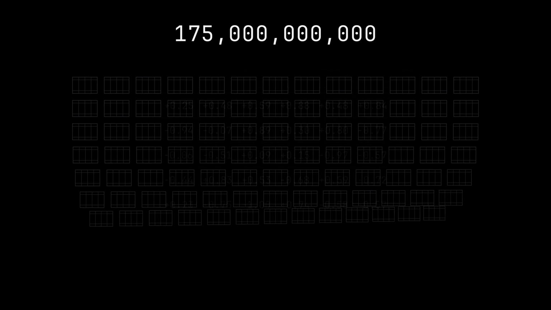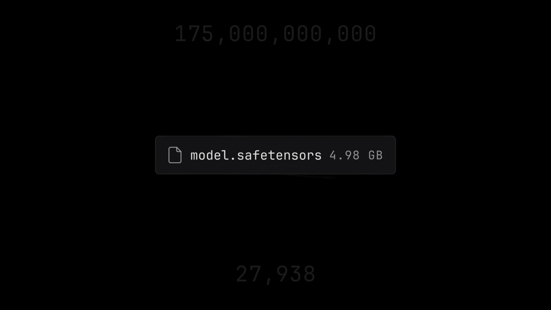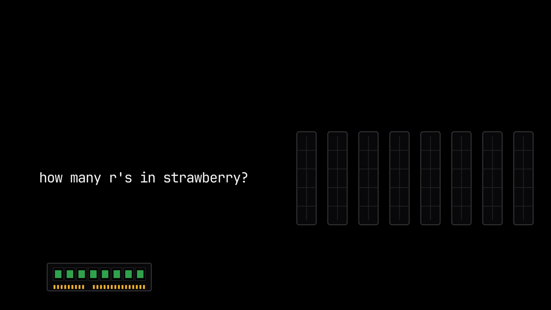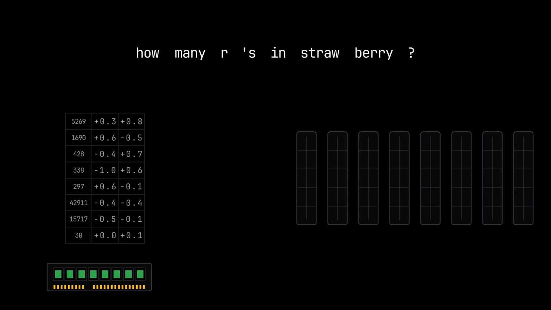A large language model is nothing but a set of these matrices. For example, GPT-3 with 175 billion parameters consists of just under 28,000 of these matrices. To be able to interact with the model, these matrices are loaded into the computer's memory. Then to feed your text into these layers of matrices and do the calculations, the text is translated into a set of matrices.